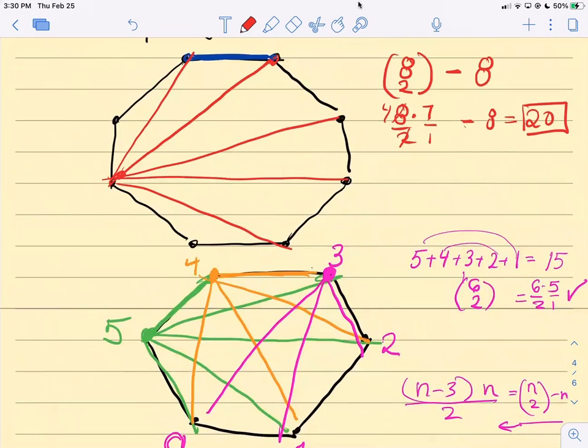Does anyone see an explanation, just without algebra, of why this formula works for calculating the number of diagonals? Does anyone see a way to interpret this formula? If not, I'll leave it as a challenge for you to think about. It's a really nice explanation, just from the picture.